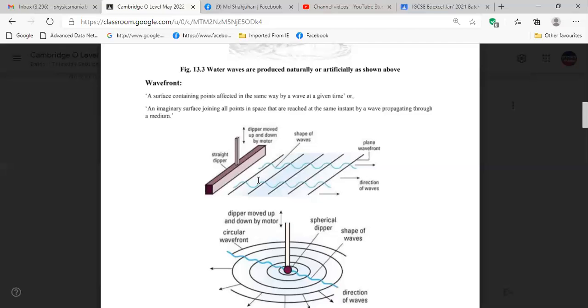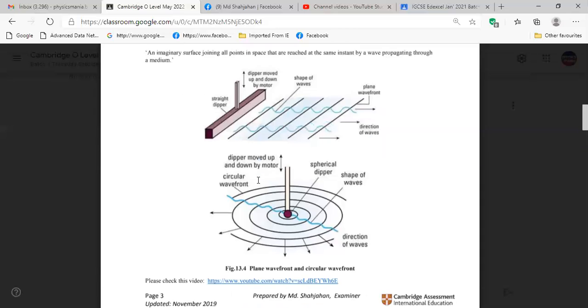This type of wavefront depends on the source, on how you are making the wave. You can also have a circular wavefront. You see here the dipper is spherical, right? So it is producing circular wavefronts. Here we are getting parallel wavefronts, and here we are getting circular wavefronts. Is it clear to you?